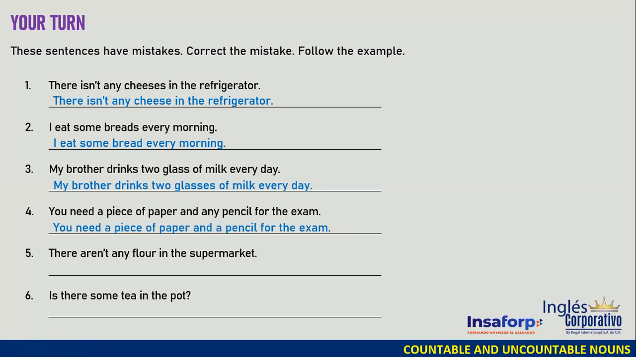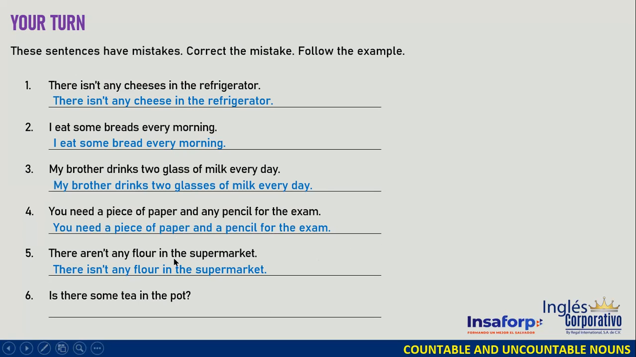There aren't any flour in the supermarket. What is the mistake? Some. Any. This is correct, dicen por ahí. No, any no es el error. Y tampoco es correcta, ¿verdad? Hay un error. ¿Cuál es? Es there isn't. Muy bien, ¿verdad? There isn't any flour in the supermarket, porque flour es incontable.